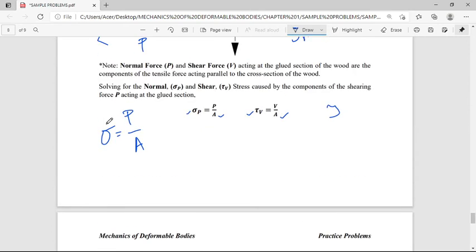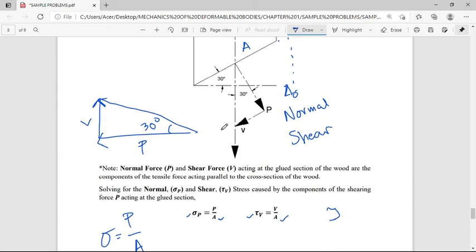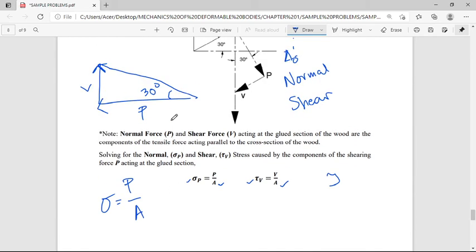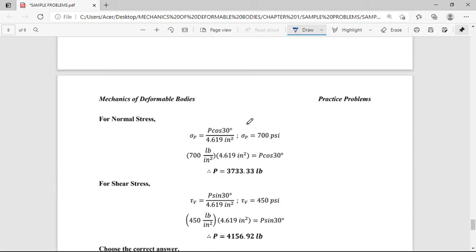So, for normal stress, we used P cosine of 30 degrees. Look at it carefully. P is adjacent with respect to our angle of 30 degrees to the triangle formed by these two forces in the glued portion of the wood. Therefore, we have this formula formed in our equation: P cosine of 30 degrees over 4.619 square inch.